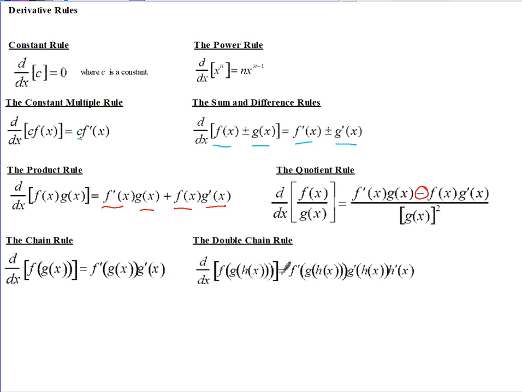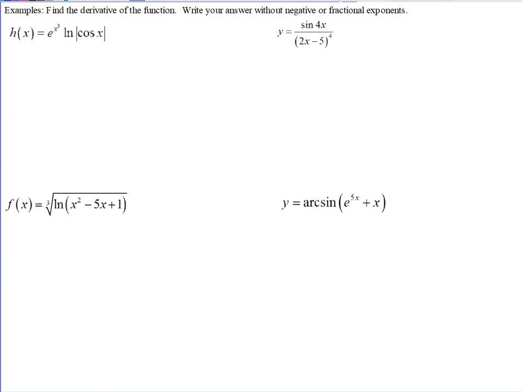And the double chain rule, where you take the derivative of the outermost function times the derivative of the next one inside times the derivative of the next one inside. So let's see how these work together on some different example problems. It says find the derivative of each function, write your answer without negative or fractional exponents. So overall here, notice we've got e to the x cubed times the natural log of cosine x, so that's a product rule overall there.